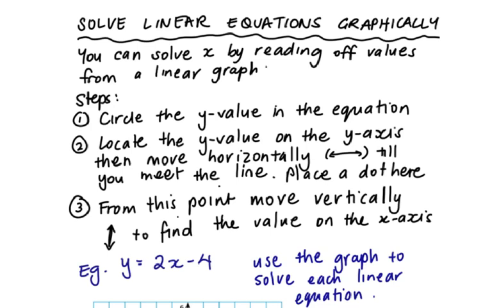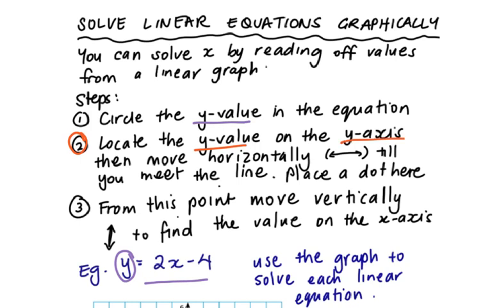There are a few steps that we need to follow. The first step is to circle the y value in the equation. So if we had this example here, y equals 2x minus 4, we would circle the y value. And we do that so that we're able to remember the number that we now need to locate on the y-axis. So step 2 is to locate the y value that we've just circled on the y-axis.